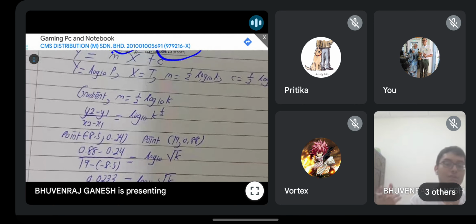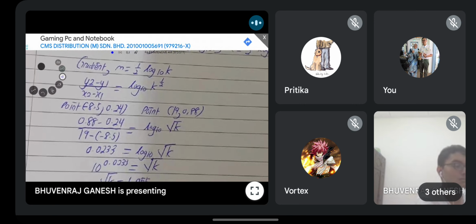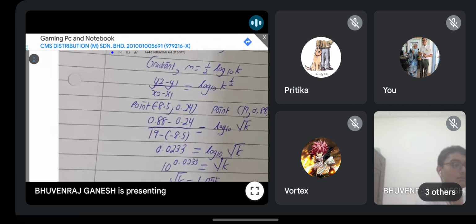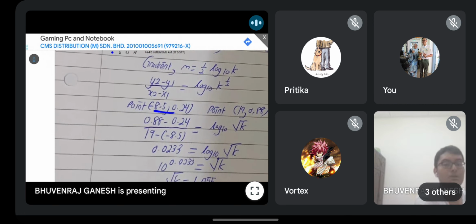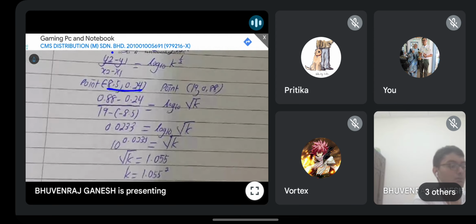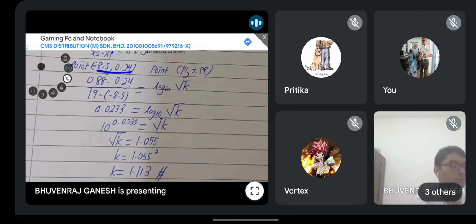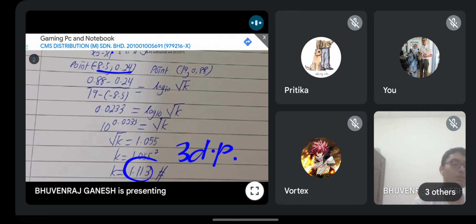So again, it depends on your graph lah, guys, which point you want to choose. For my side, I choose these 2 points lah to find. You can choose different point, no worries. Okay, but this is just one of the methods. Okay, so you will get k is 1.113. You can leave it to 3 dp also, guys. Or 3.4 your answer, masih boleh.